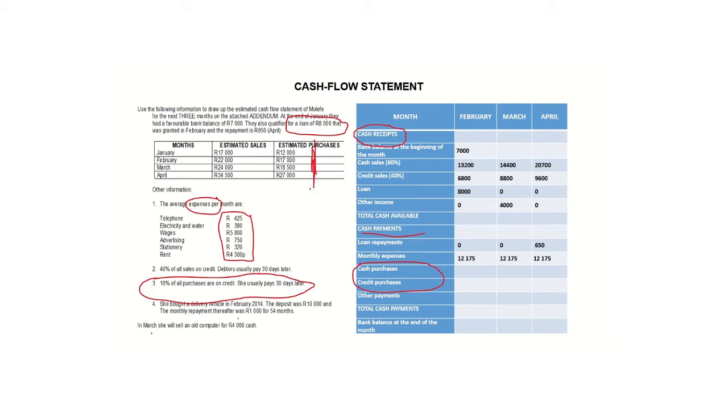Now these payments are related to when we buy stock. And when we buy stock, we buy on cash and we buy on credit. So remember what I said. Let us read the rule. They say 10% of all purchases on credit. 10% credit, which means what? The difference. I said there's always 100. So if 10% on credit means 90% we pay cash. So as your quick reminder, what you should do, you come here, say, okay, what is the percentage for my cash purchases? My cash purchase is 90.